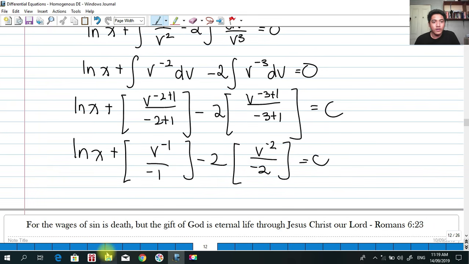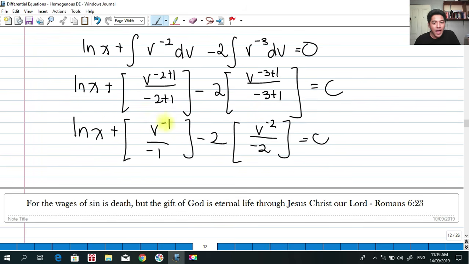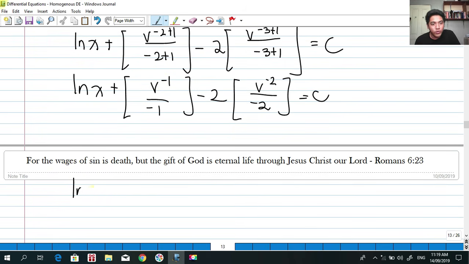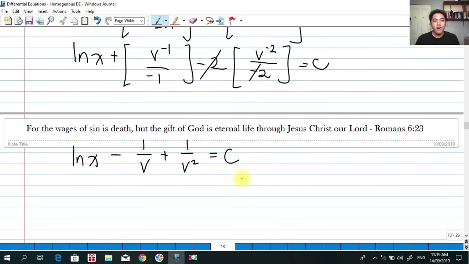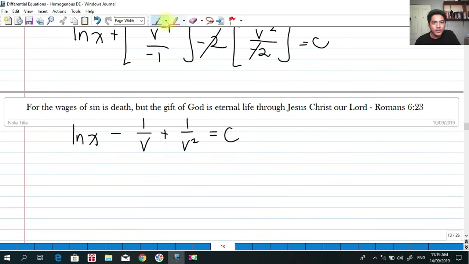As you can see here, we can bring this back down so that the negative exponent would be eliminated. So this is divided by negative 1, so this would be minus negative 1 over v. As you can see, these two would cancel. Negative 2 over negative 2 is positive 1. So we can bring this down also by getting the reciprocal. So we have 1 over v squared is equal to c. Okay, so we can still simplify this if we multiply both sides of the equation by v squared.